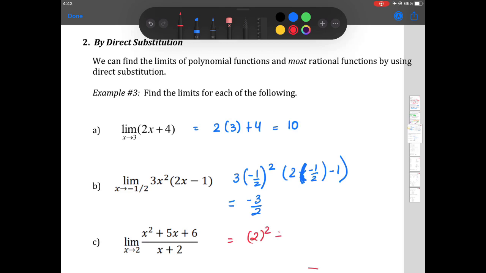And the last one, substitute in 2, and what do I get? 2 squared plus 5 times 2 plus 6. I need to see that substitution, please, so that we understand. And simplify it, you get 4 plus 10 plus 6 over 4, which is 20 over 4, which is 5.